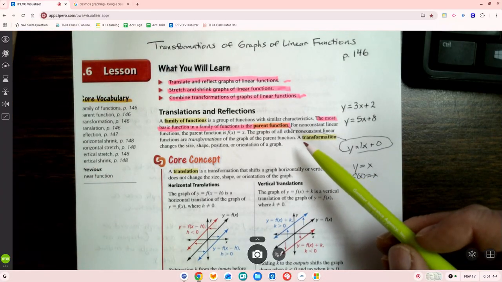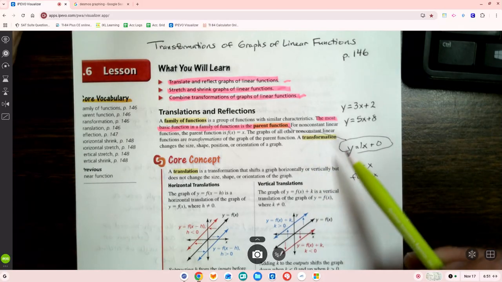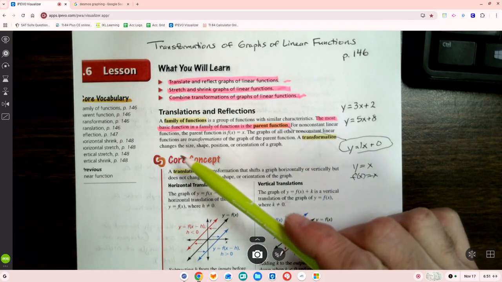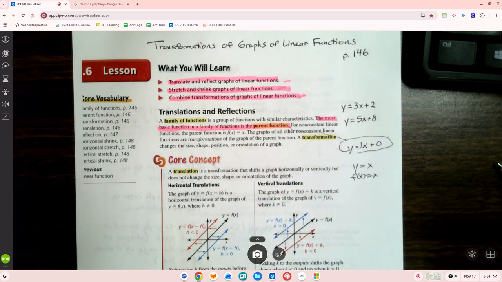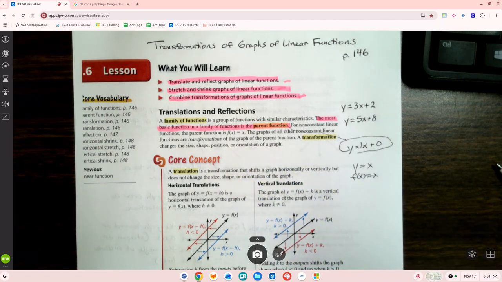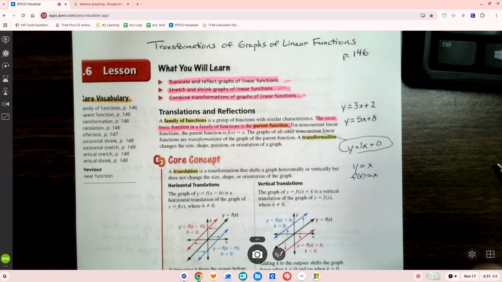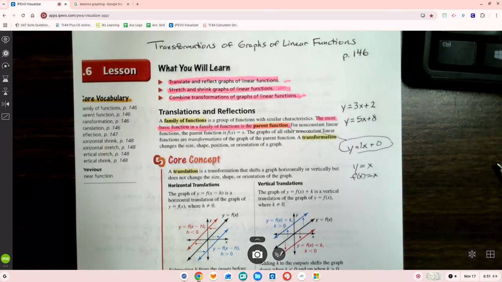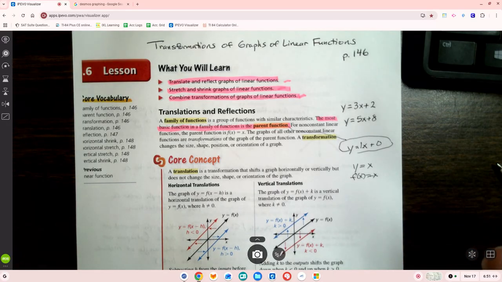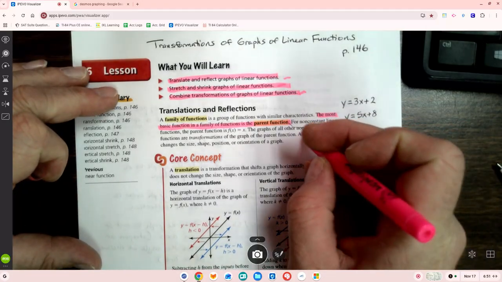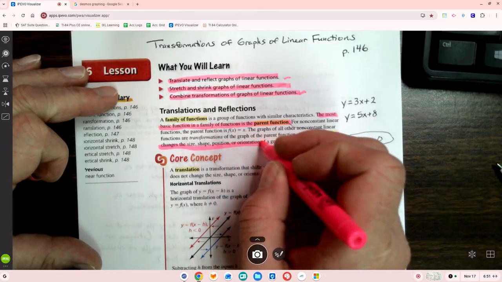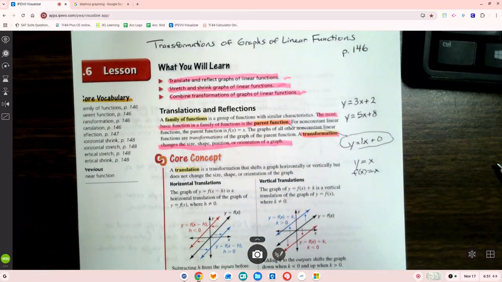Okay? This word, very important. A transformation is going to change the size, shape, position, or orientation of a graph. So if I have a graph on paper and I do something to change that graph, if I want to change its size or its shape, its position, or orientation, like I flip it over or I reflect it from top down, that's considered a transformation. A transformation is when I'm changing the size, shape, position, or orientation of the graph.